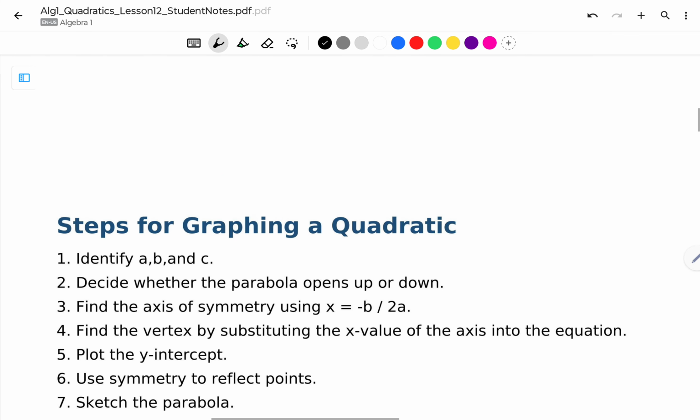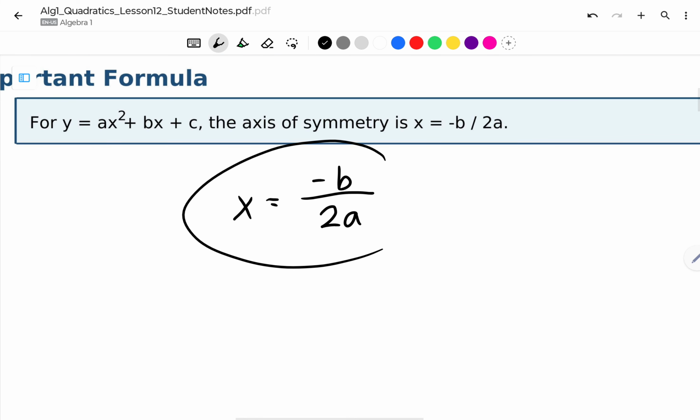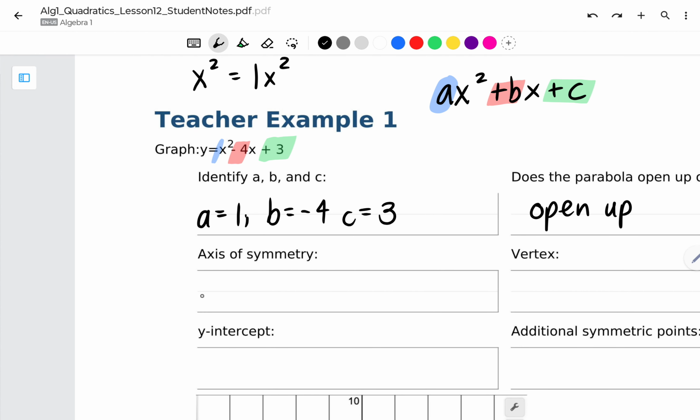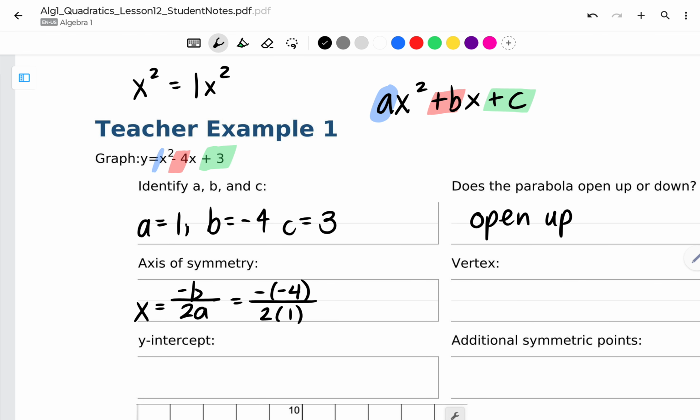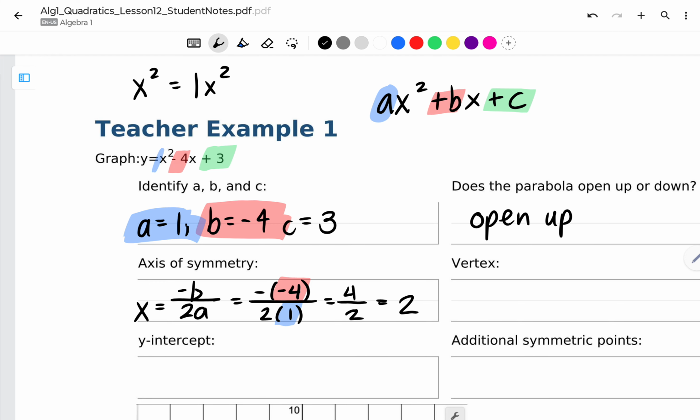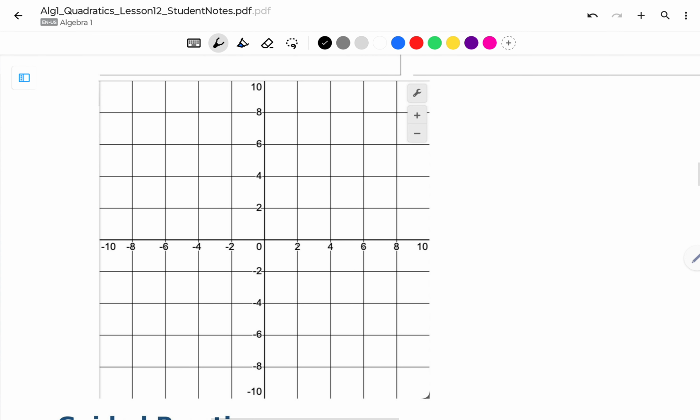Remember earlier, we said that we need to use this equation for the axis of symmetry. So let's go ahead and use it. x equals negative b over 2a, where b is negative 4, so it's going to be negative negative 4 over, and then a is 1. Negative negative 4 is positive 4. 2 times 1, that's 2. 4 divided by 2, that is 2. So our axis of symmetry is 2.